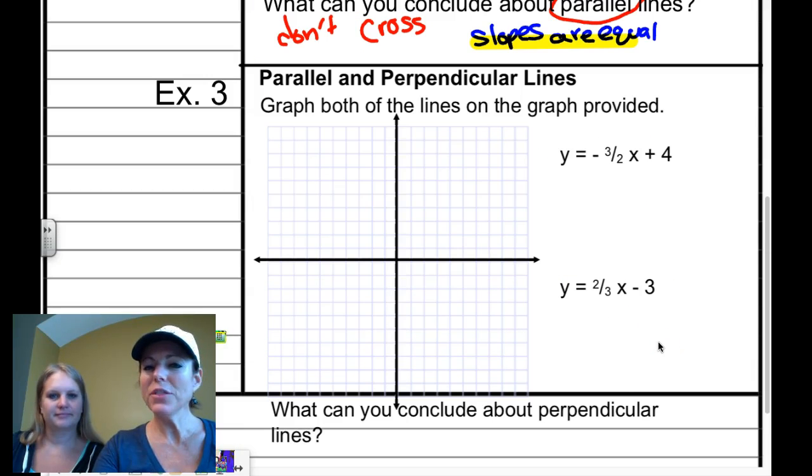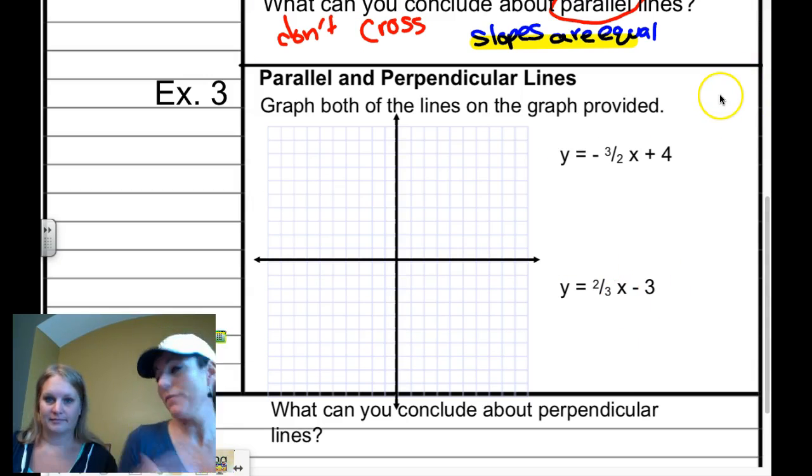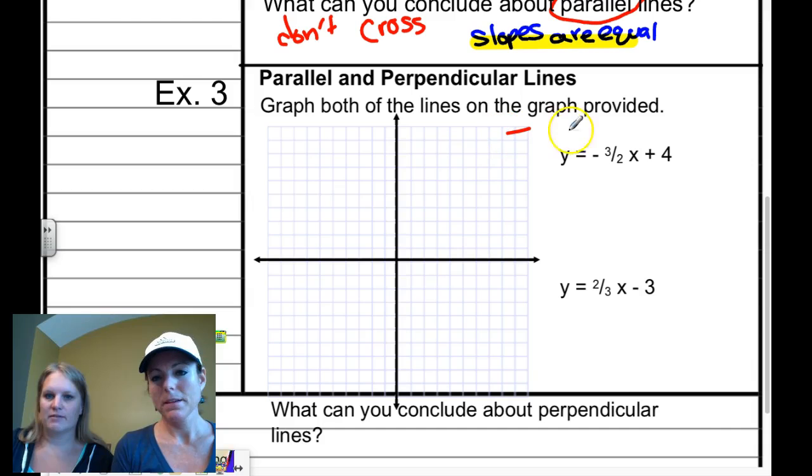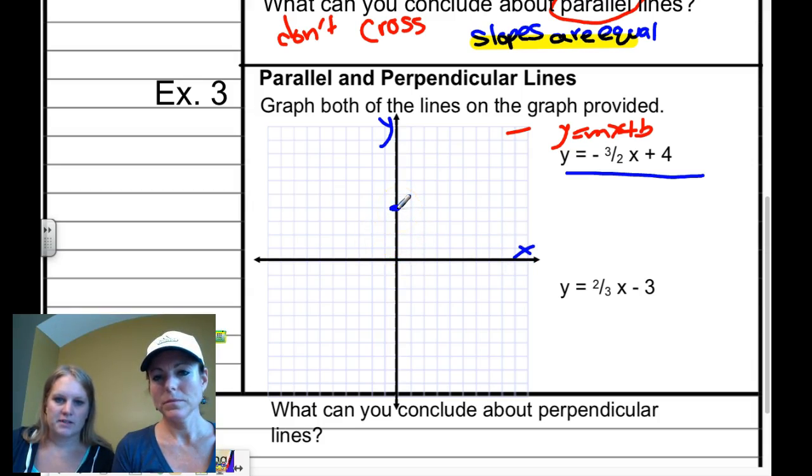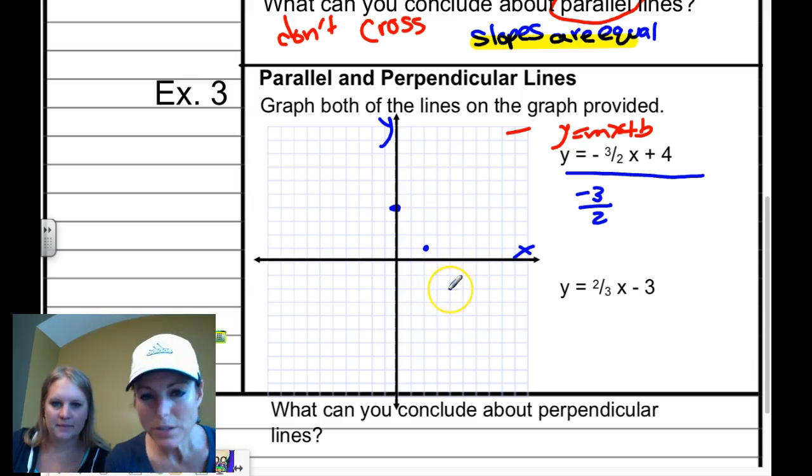Well, let's look at these. I think we need to go and graph these two. So we have our y equals mx plus b. I'll do this one in blue. Here's my y, here's my x. 1, 2, 3, 4 is where it crosses the y-axis. And this time it's a -3 over 2. So I'm going to put the negative with the 3, just so I don't get confused. So I'm going to go down 3, but to the right 2.